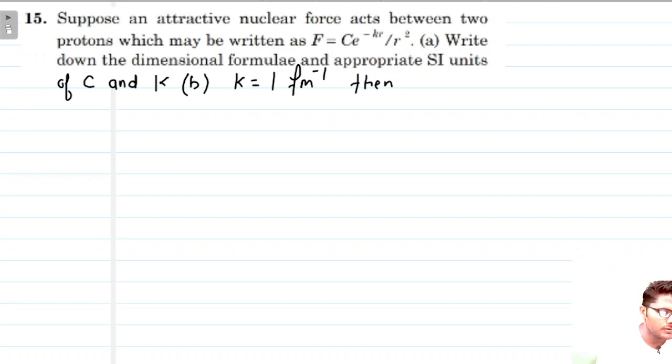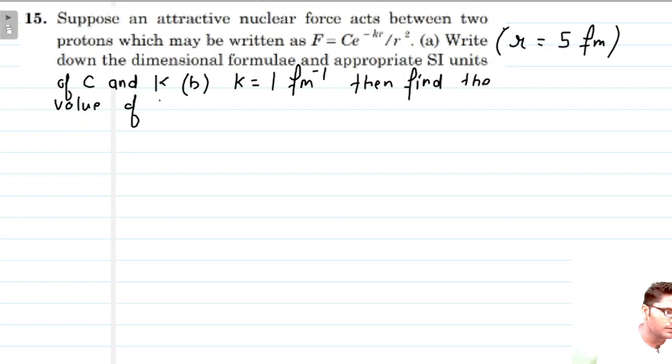One thing is also given here. The separation between them is supposed to be 5 Fermi. R is given as 5 Fermi. Then find the value of C. Find the value of C. Now let us solve this question.